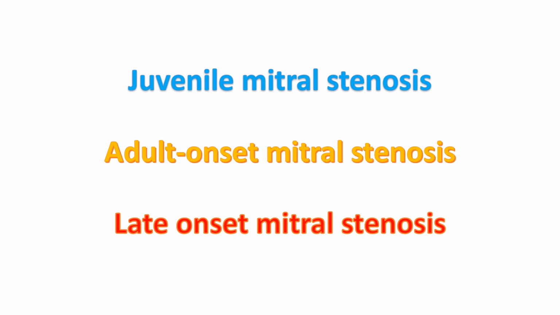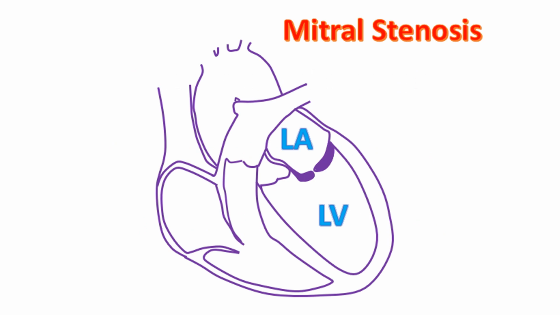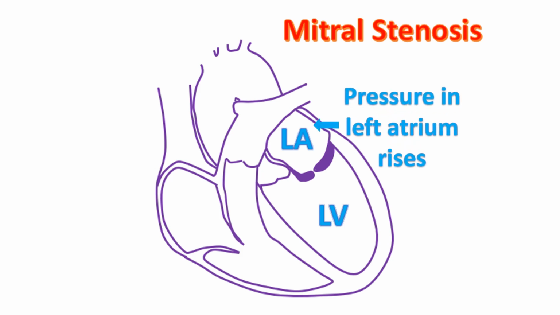episodes of rheumatic fever. Obstruction to the blood flow from the left atrium to the left ventricle leads to damming up of blood in the left atrium. Left atrial pressure rises and is transmitted back to the pulmonary veins which carry oxygenated blood from the lungs. When the pressure in the lungs goes high, typically above 25 millimeters of mercury, fluid starts collecting in the tiny air spaces of the lungs known as alveoli.